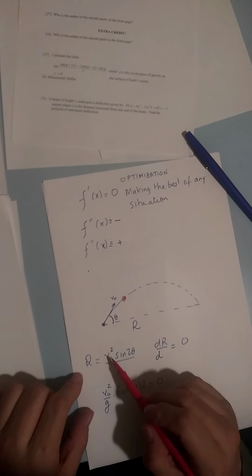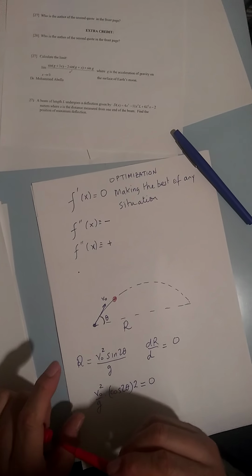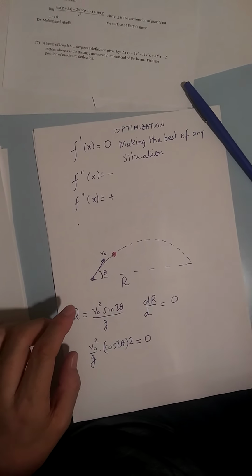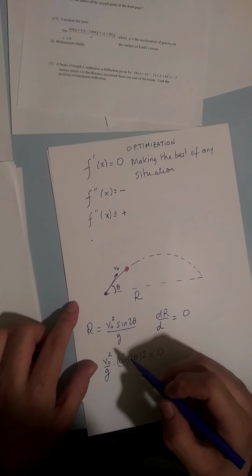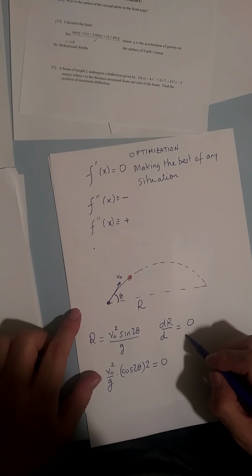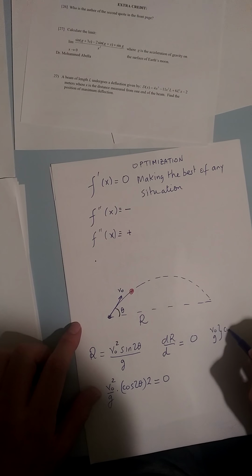R equals v0 squared sine 2 theta over g. g is the acceleration of gravity, and v0 is the initial velocity. So v0 is constant, and so is g. Okay, v0 and g are constants.